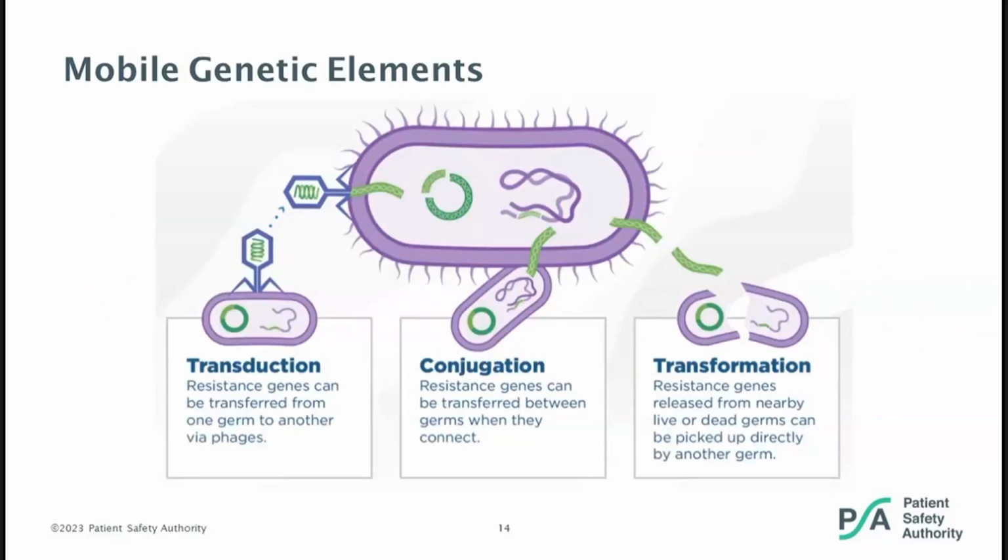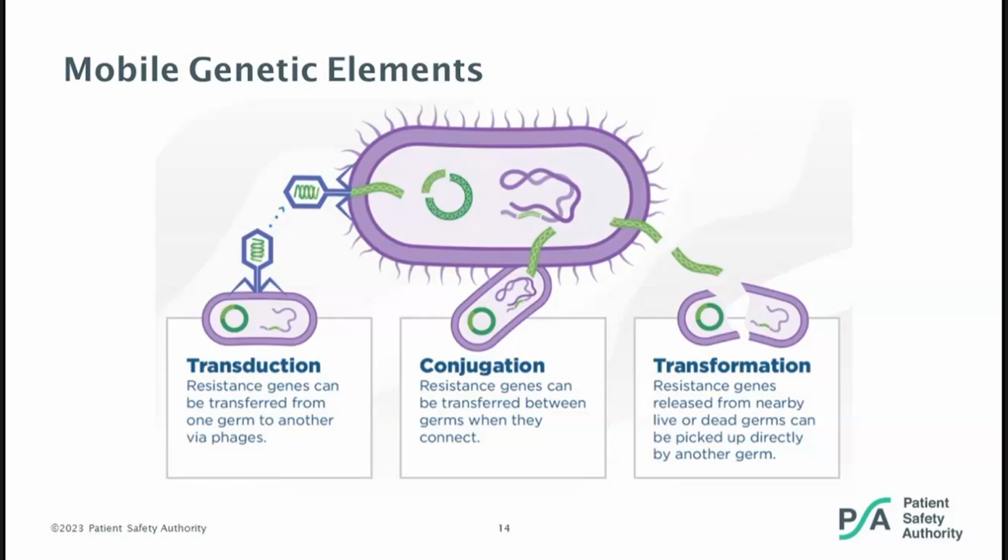So how do these mobile genetic elements work? The first is transduction, which is associated with phages. Phages bind to specific targets on bacterial cell surfaces and are then able to inject their genomes into the bacteria and replicate. Antibiotic resistance can also be transmitted among bacteria through conjugation, which is a horizontal gene transfer mechanism. Conjugation occurs when there is a physical contact between two bacteria.